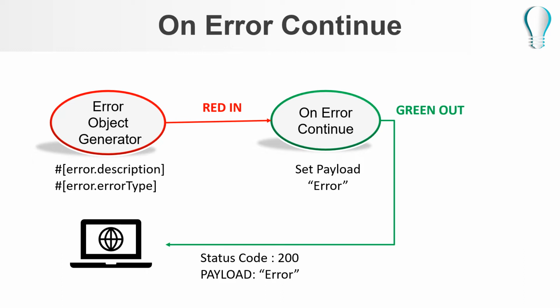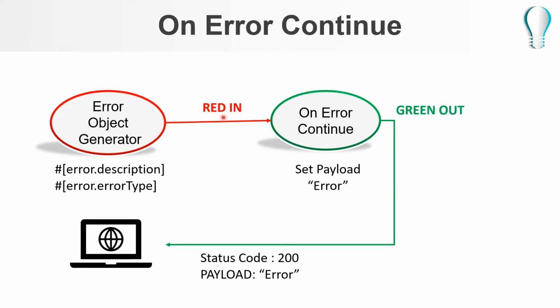Second one is on error continue. Here also, when the error object generator generates an error, the error description and error type are created in the error object. For on error continue, it's red in, green out. What that means is the status code returned by on error continue is 200. So the client, or it might even be the main flow, will assume that the process went successfully. There was no error. 500 means error, 200 means no error. So for on error continue, it's red in and green out.